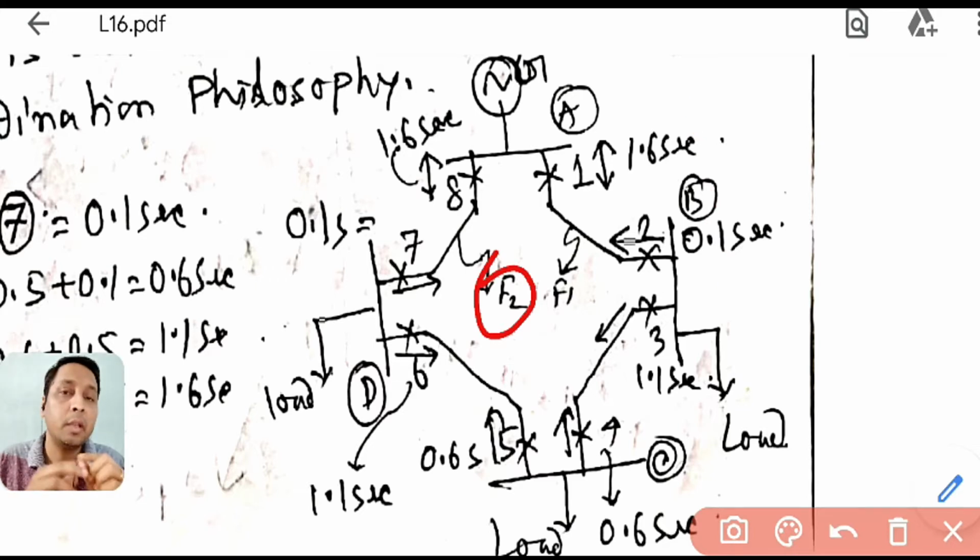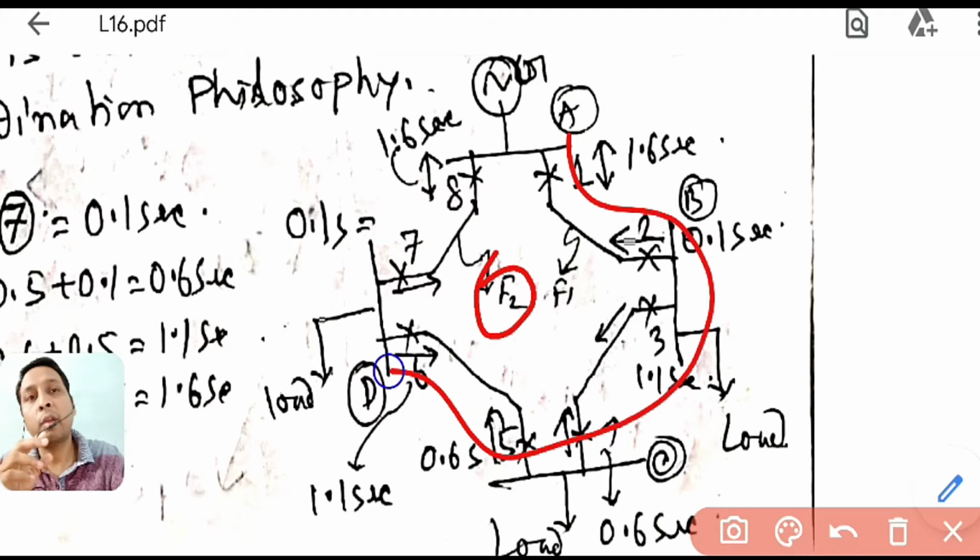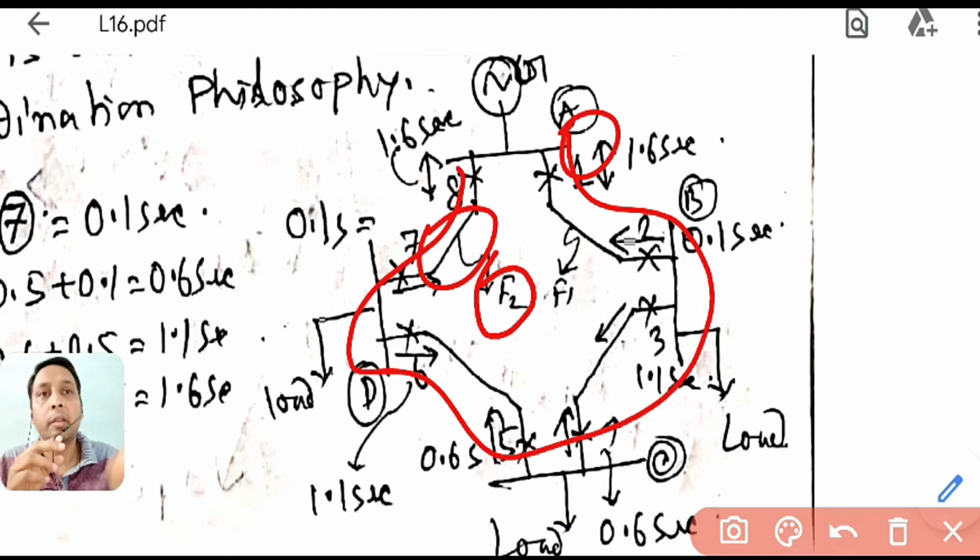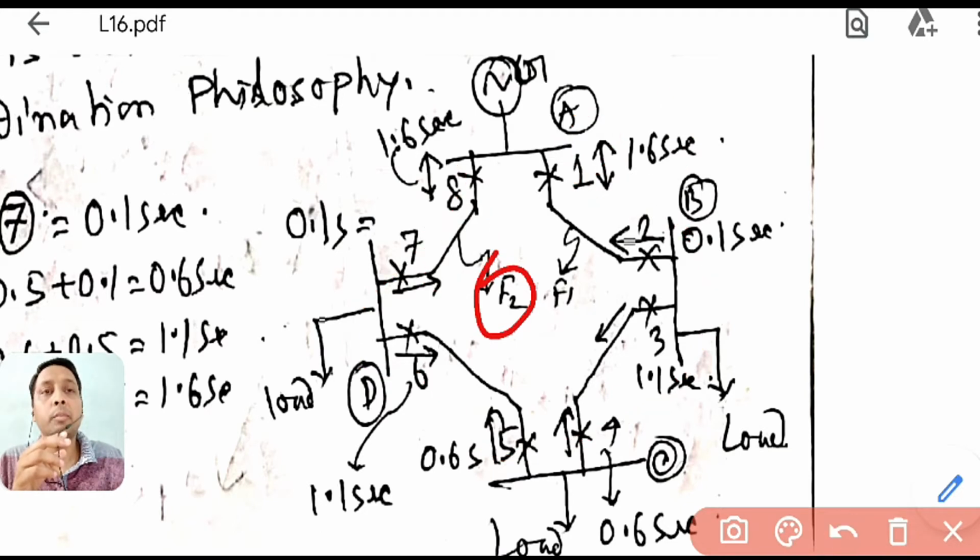So you can take a fault and move around the ring, and if I start from here, this part is the farthest part. Vice versa also you can do, so you can do it in both ways. Let me start with this way. So this is the farthest end. That's why I have taken F2 as the fault. So the farthest relay is the 7th relay.